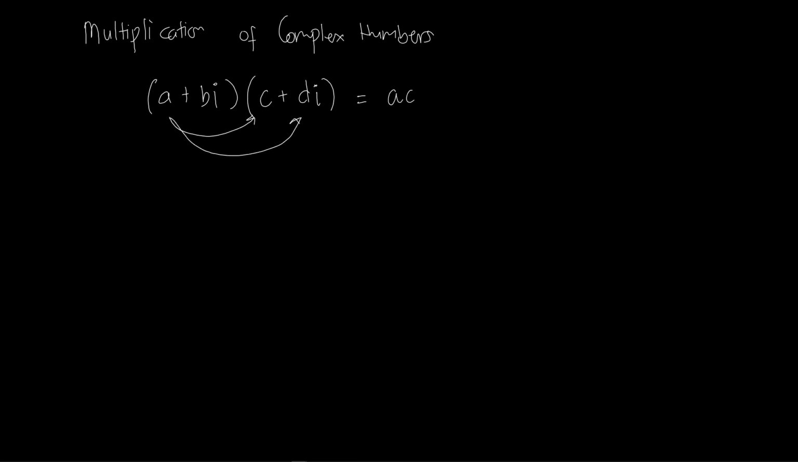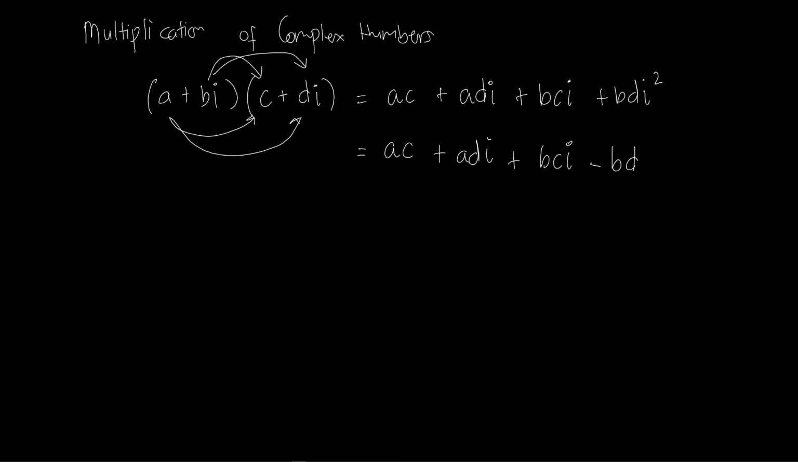Sunod kani. AD i. Tapos kani BC i. Tapos kani we have BD i squared. Tama ba? Yes po, sir. And remember that i squared is equal to negative 1. So, pwede pa na to na siya is masimplify into AC plus ADi plus BCi minus BD. Okay, considering this is negative 1, so multiplied by negative 1, that is BD.